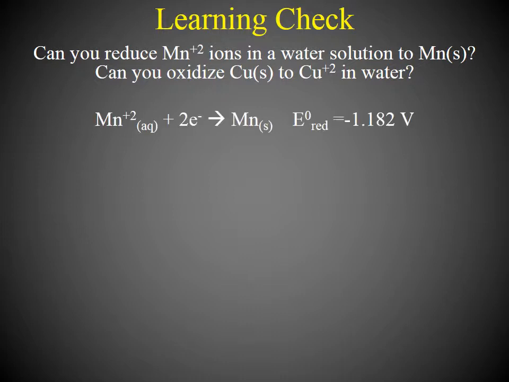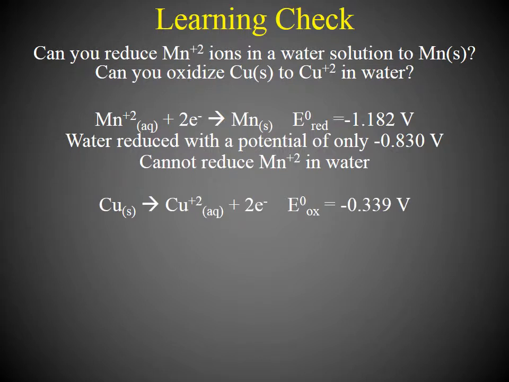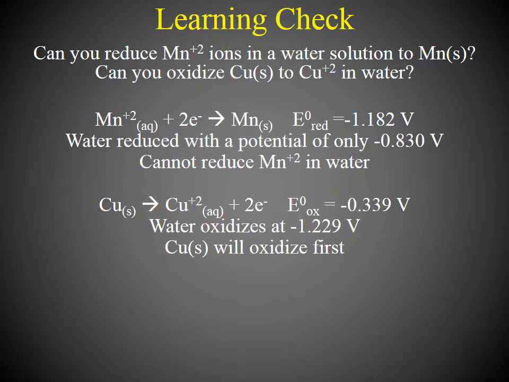Well, here is the information that I would get from the potentials table. Since water is reduced with only a potential of negative 0.830, I cannot reduce the manganese 2 in water. What about copper being oxidized to copper 2? Well, water oxidizes at a higher voltage value, therefore yes, this is possible.